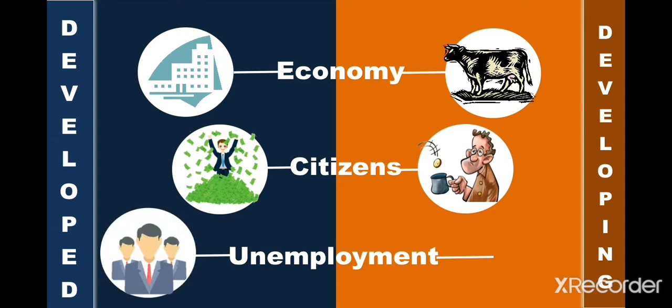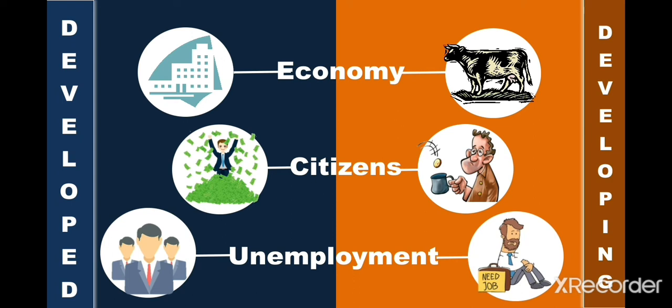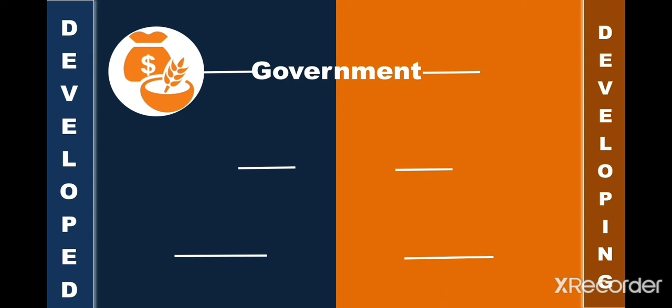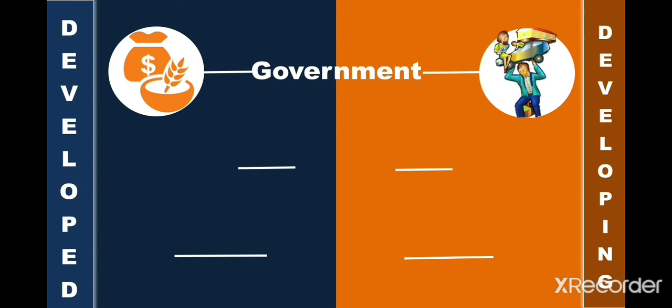They provide many employment opportunities to the citizens. The issue of unemployment is present in a developing country, and it affects their economy very badly. The governments in developed countries are stable, and they make effective and reliable policies for better economic development. Developing countries, on the other hand, have unstable governments and mostly try to follow the policies made by developed countries.